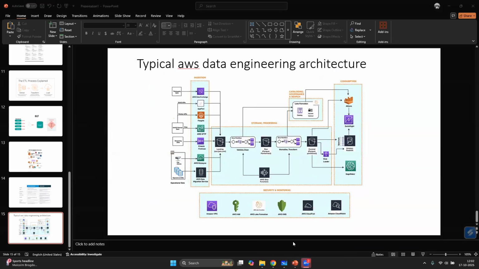So I have given a quick overview of how data engineering looks, and what the typical data sources available in AWS are that will be used by the data engineering teams.